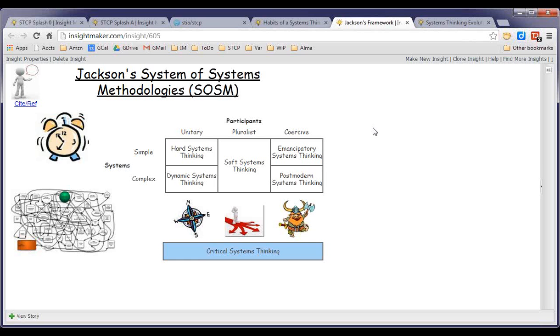Next question is asking about systems dynamics. Why do you think systems dynamics is mostly related to problems with unitary participants? Why can't you also look at systems dynamics in the case of pluralist participants, or for that matter, coercive participants? To solve a problem, you need to know what the problem is. And if the stakeholders can't agree on what the problem is, how do you know what to solve?